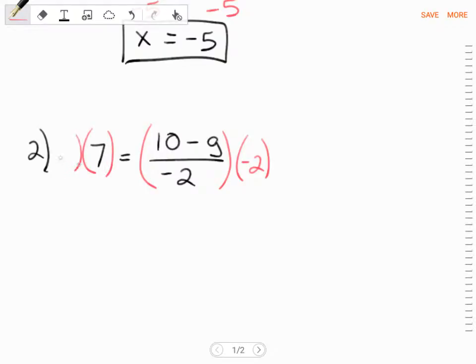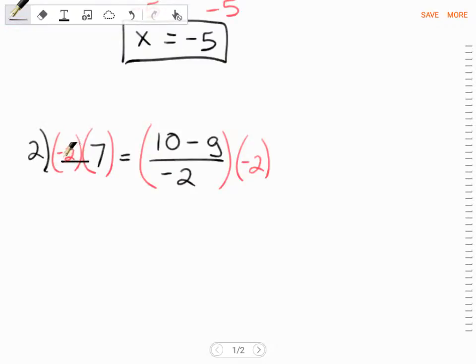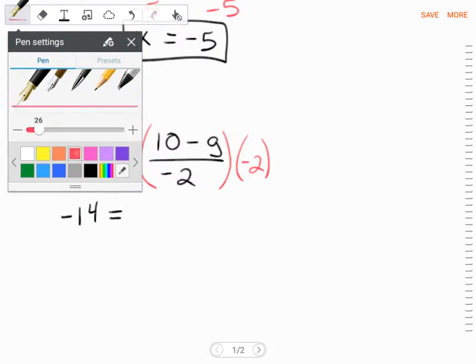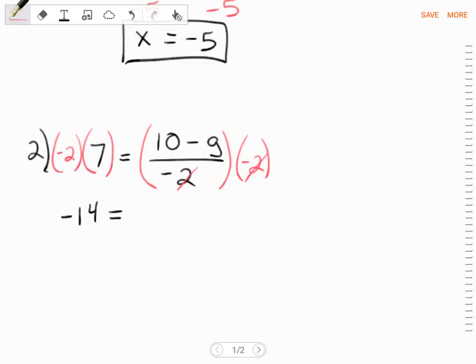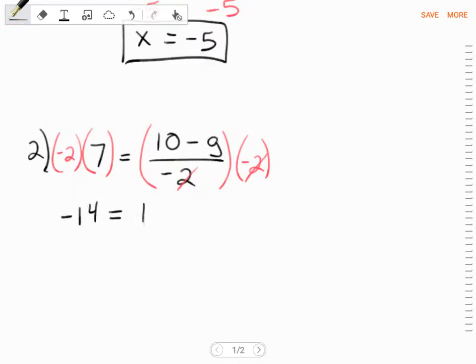If I multiply that side by negative 2, I have to multiply this side by a negative 2. So now on my left side of the equation, negative 2 times 7 will get a negative 14. Here, my negative 2's will cancel out. They're no longer there. Okay? And so I will just be left with 10 minus g.